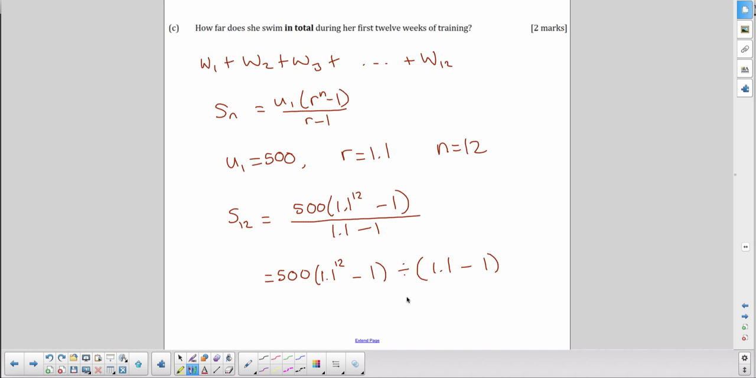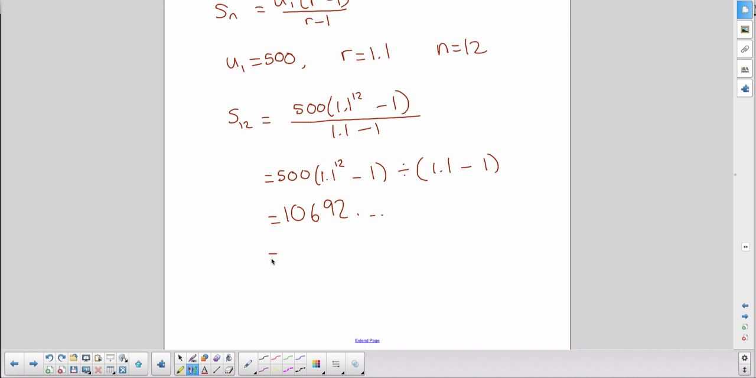And so we get 1692 point blah blah blah. Again, correct to 3 significant figures, that's 10,700 meters. Just correct to 3 significant figures, we've got our first significant figure, second, and our third. Third significant figure is a 6. The next one's a 9, which rounds that up to 7.